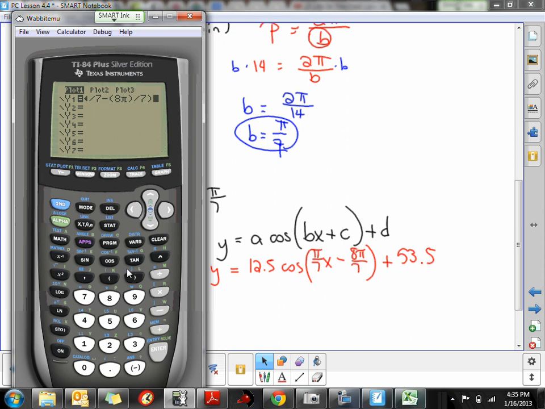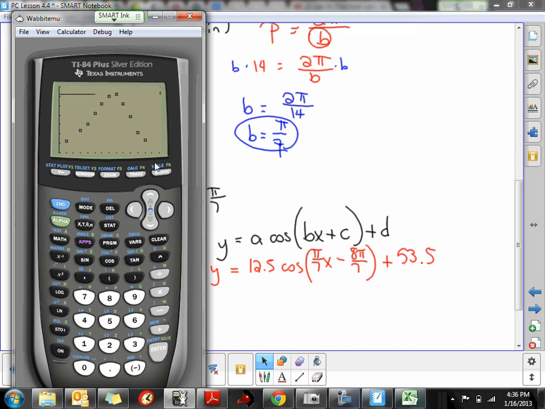Now that finished all of that cosine, so parenthesis. I think I have the right number of closing parentheses in there. It's kind of long. 1, 2, 3. Got 1, 2, 3, 4. I think I've got them. Kind of lost track. There's quite a bit going on there. So then plus 53.5. Enter. Then I'm going to graph and see how closely that models.